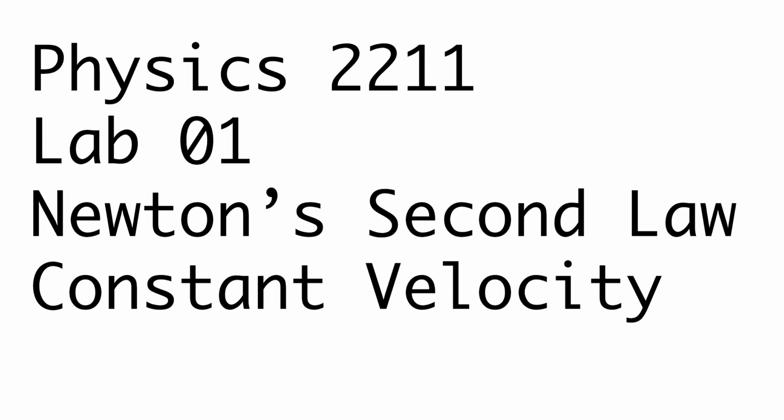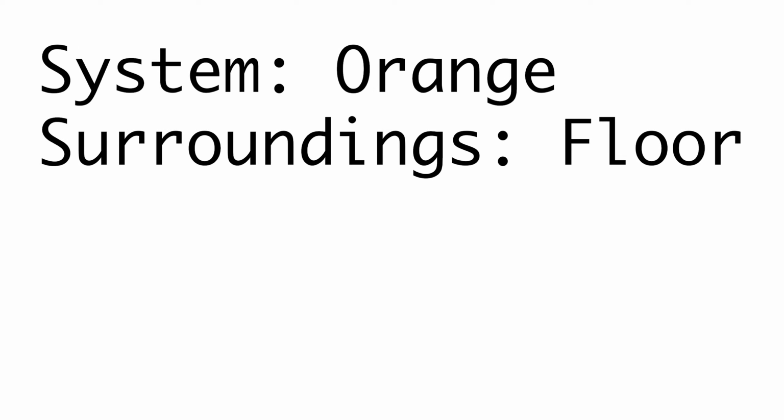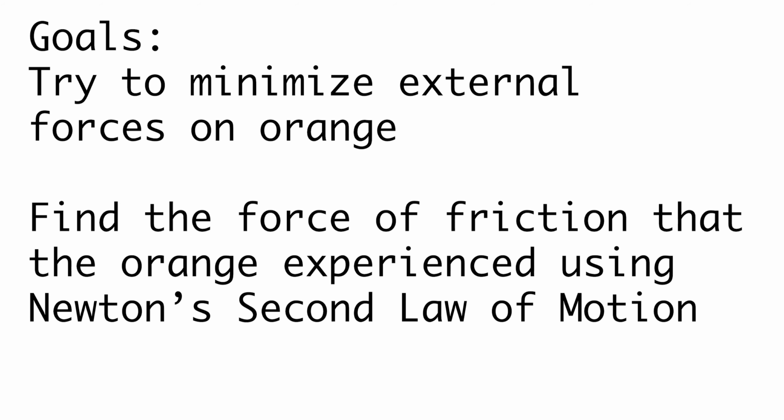The purpose of this lab is to practice analyzing a system with constant velocity and applying Newton's second law. For this lab, the system was an orange that I rolled across the surroundings, which was the ground. The goal was hopefully to have a low coefficient of friction and therefore a low friction force, to see a low loss of speed due to friction, to get as close to a constant velocity as possible.